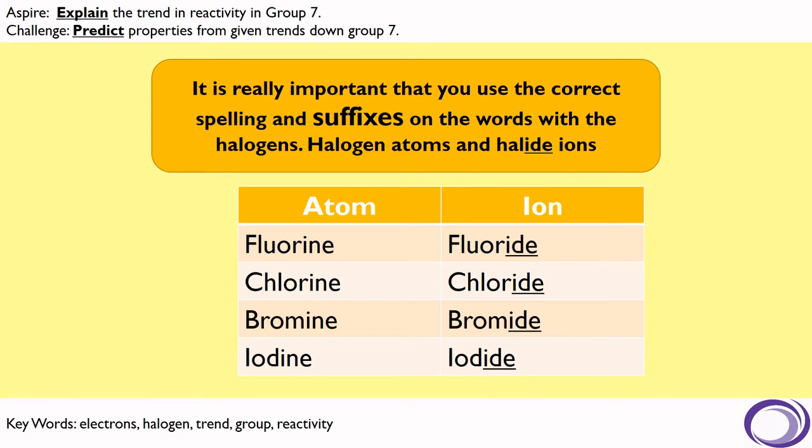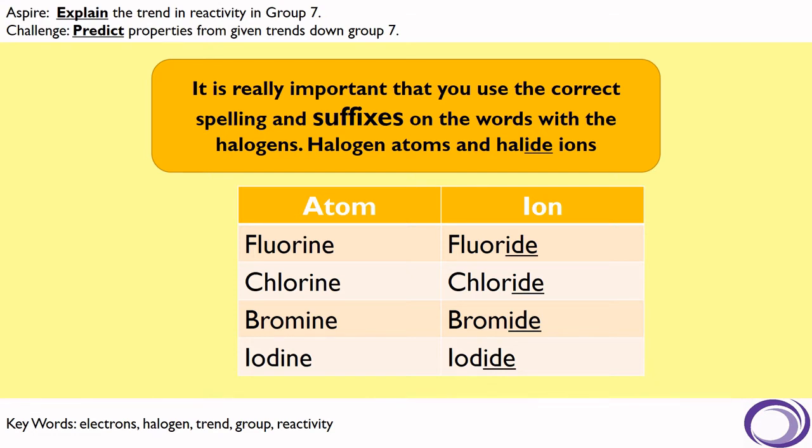Now, it's really important that when we are discussing the halogens and the halide ions, we use the correct terminology. If we are talking about the atom or the molecule, we use their name off the periodic table. So fluorine, chlorine, bromine, iodine. But once they form their ion, their name changes. And their names change to end in "ide", which then implies it is an ion.